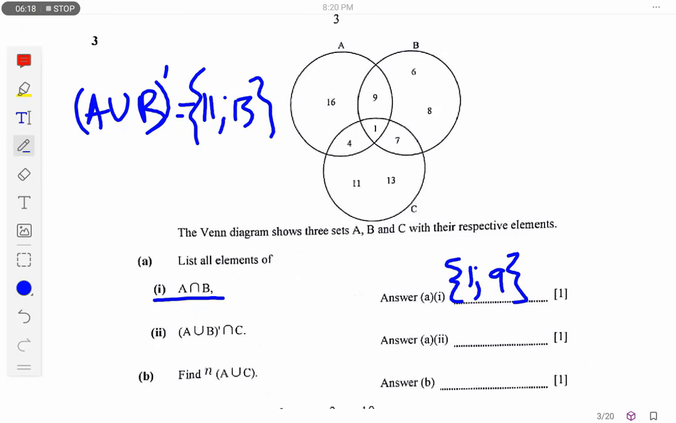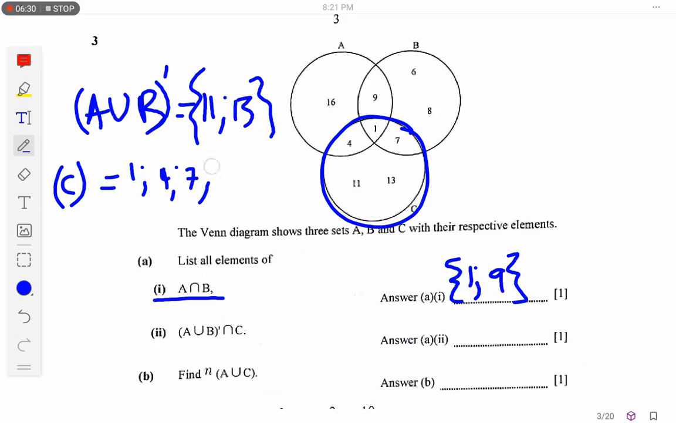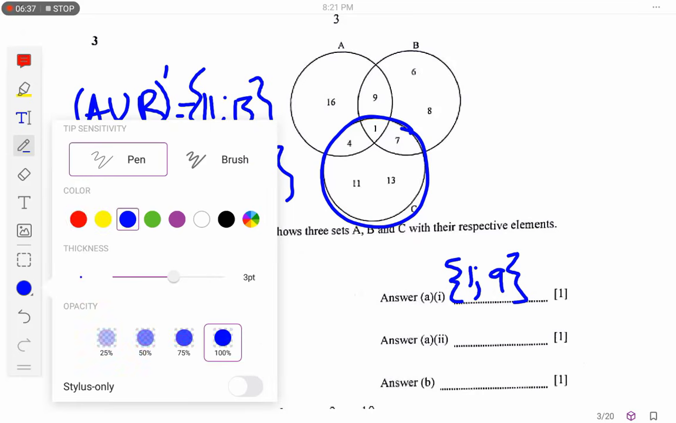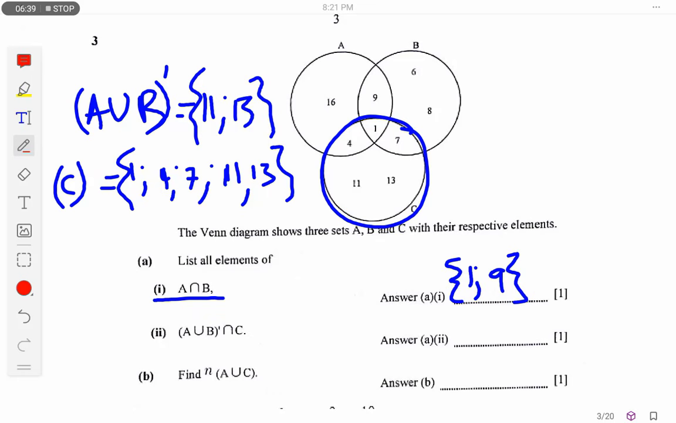So intersection C, already C is these ones. But when we, okay, let me write for C. So C elements are equal to 1, 4, 7, 11, and 13. Okay. So intersection, it means the things that are common in these two sets. You find out we have 11, 13 there, we have 11, 13 there. So at the end of the day, our values are going to be 11 and 13 there, like that. Okay, that's how we do it.